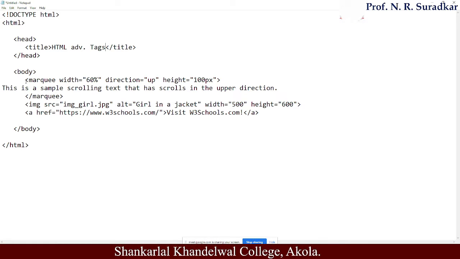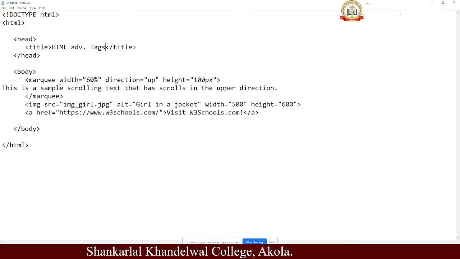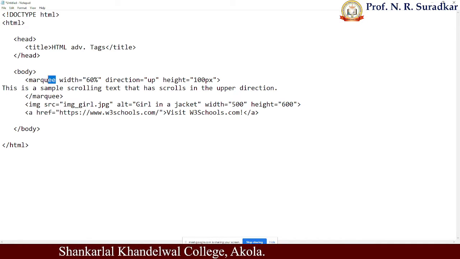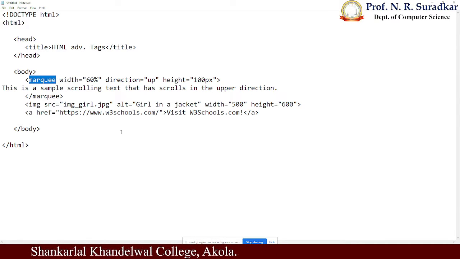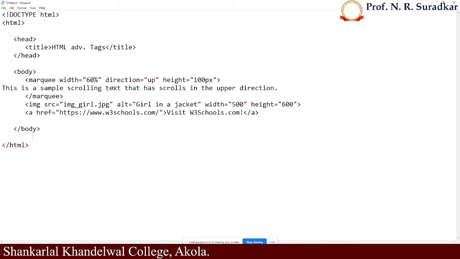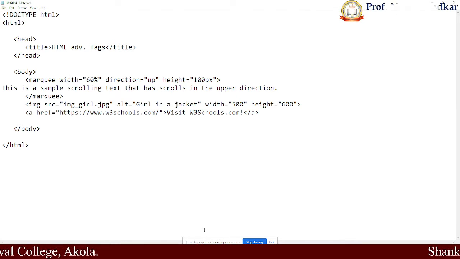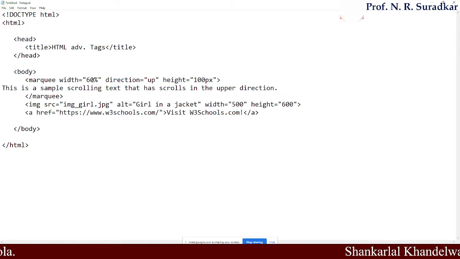In this opening body tag, the first tag we use is the marquee tag, and this marquee tag is used to apply the animation effect on the text which we have to use here. And width, direction, height are the attributes. Width should be 60% of the text. Direction we applied here is up.